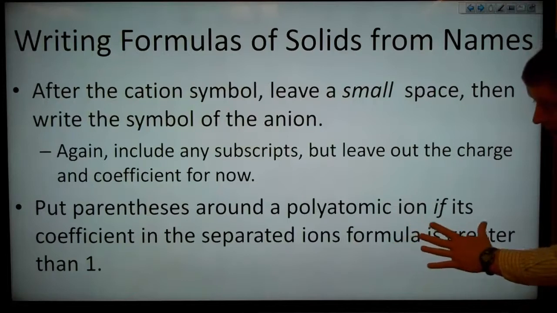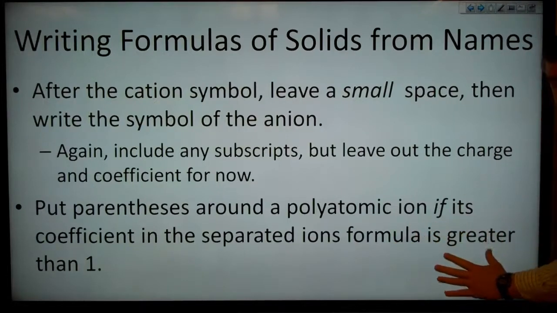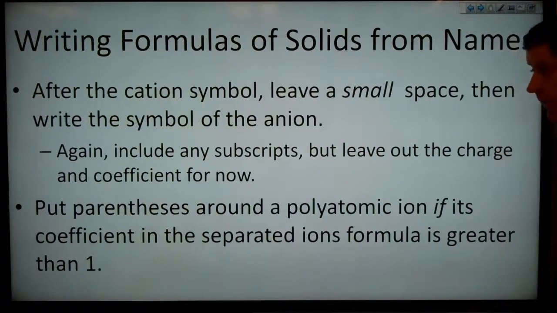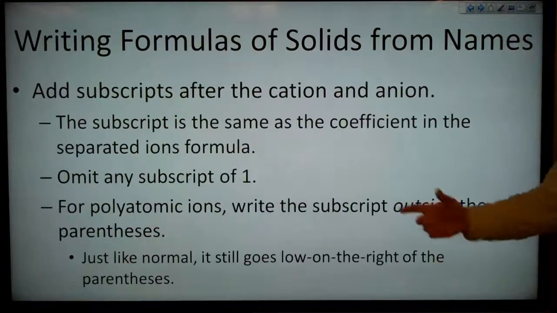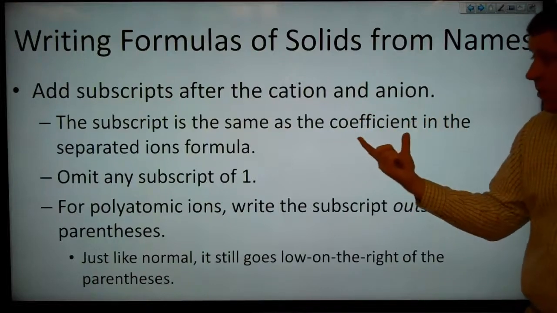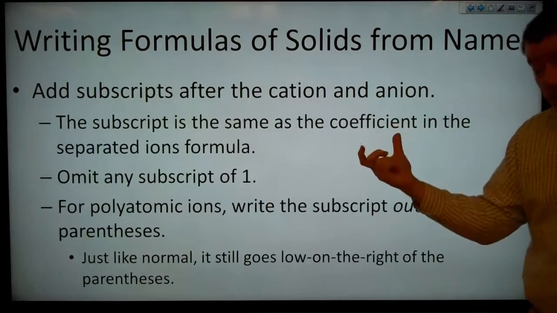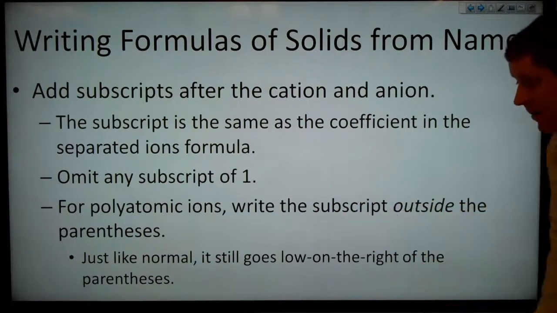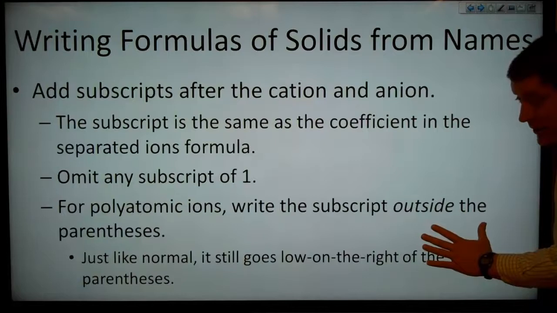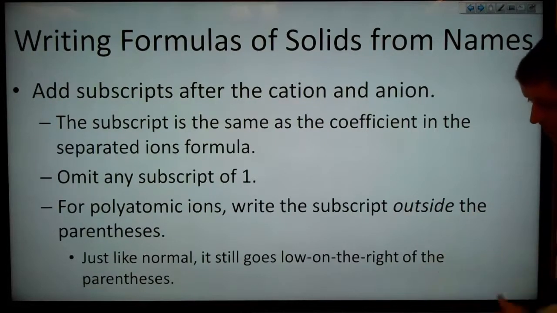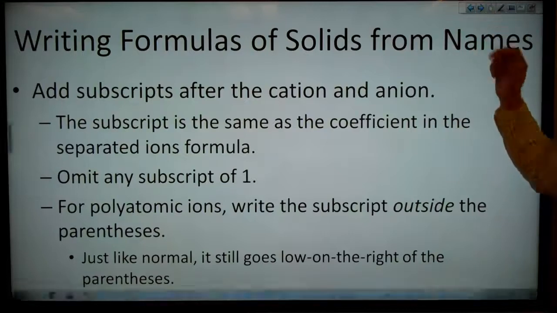Now put parentheses around any polyatomic ion if its coefficient in the separated ions formula is greater than 1. And now add subscripts after the cation and anion, and the subscript is the same as the coefficient in the separated ions formula. Omit any subscript of 1, and for polyatomic ions, make sure to write the subscript outside of the parentheses, outside on the right. So just like normal, it still goes low on the right of the parentheses.